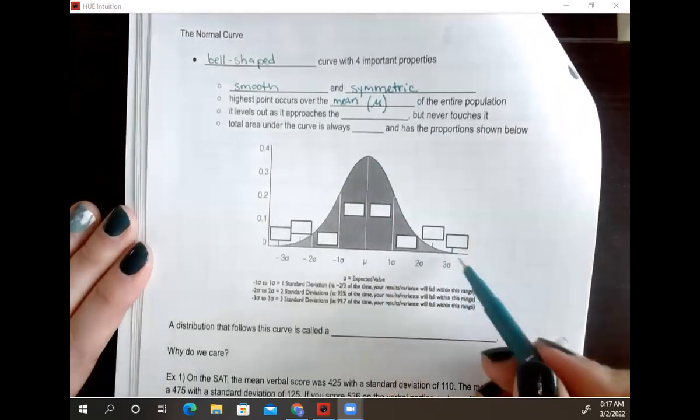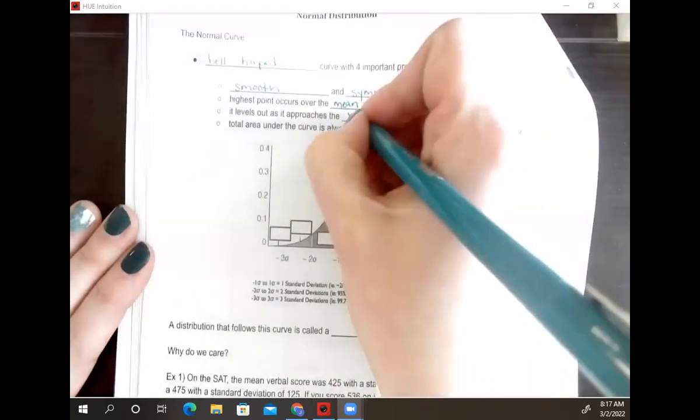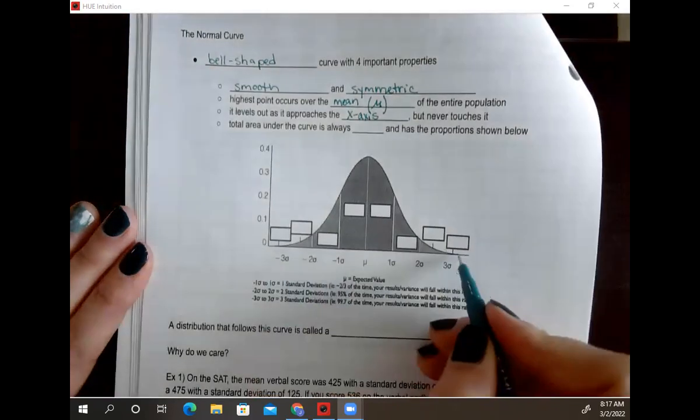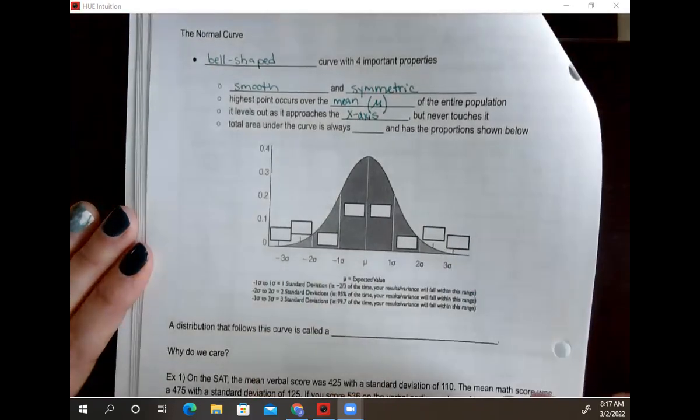Our bell curve levels out as it approaches the x-axis. It never touches the x-axis, but it gets really close. And then the total area under our curve is always 1.